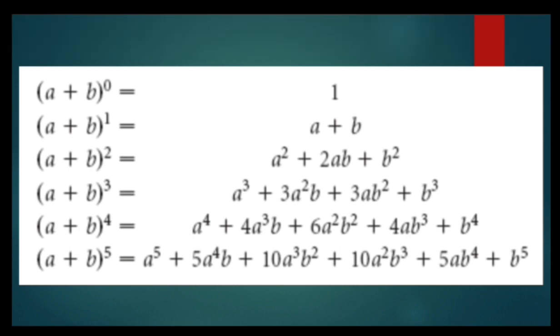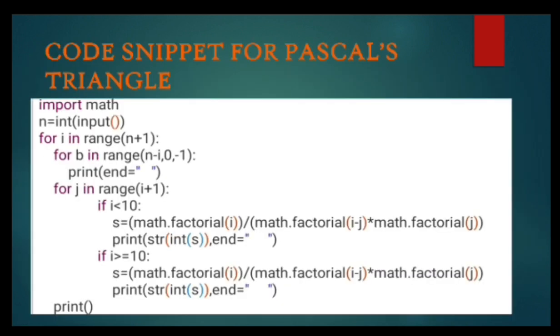In this figure, it explains the Pascal triangle. A plus b to the power of 0 equals 1. A plus b to the power of 1 equals a plus b. Like that, if we increase the degree, the number of elements also increases. This is the code snippet for Pascal's triangle.